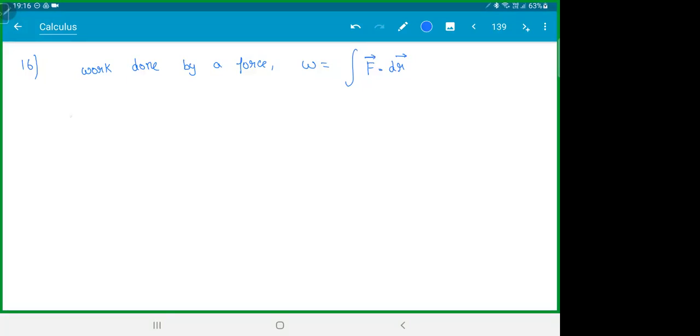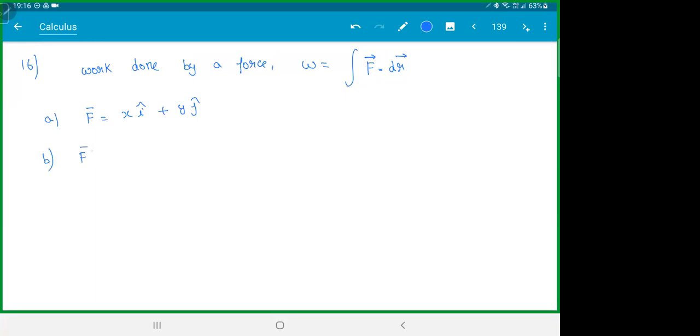So let's say the question is like this. If the force vector is x into I cap plus y into j cap, meaning this force is a pretty variable force. As the x coordinate is changing, at different points you have different forces. If you're at 1, 1, force is I plus j. If you're at 2, 3, force is 2i plus 3j. So the force is changing with x and y.